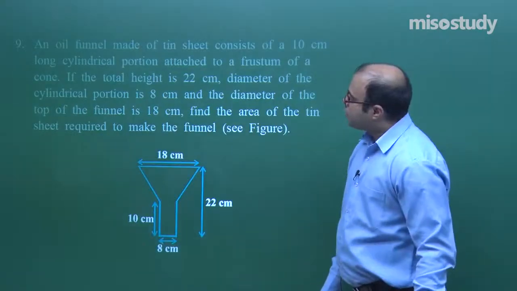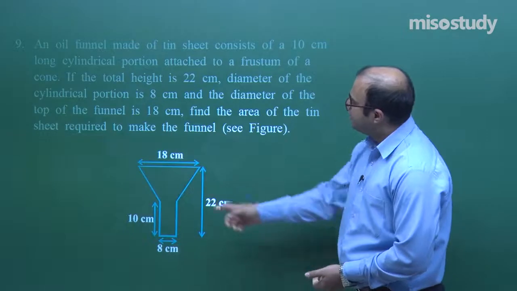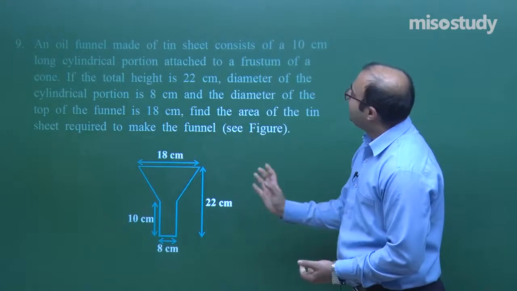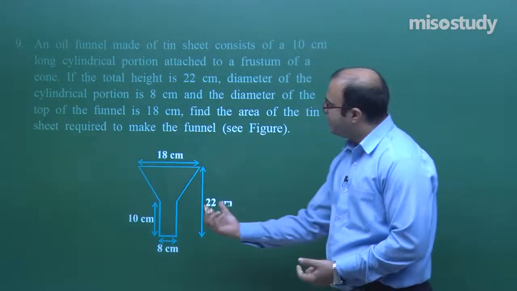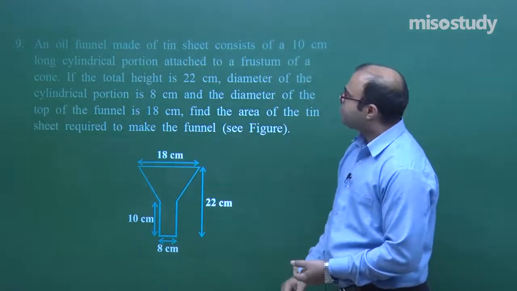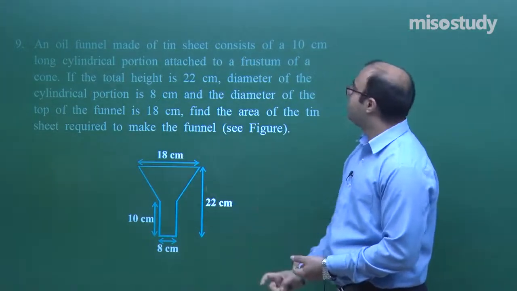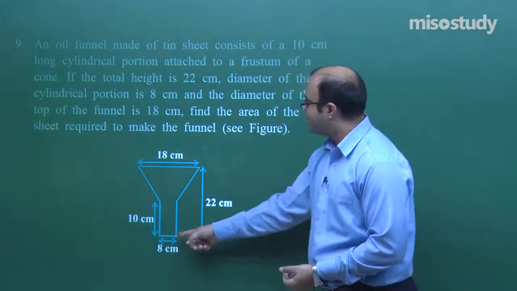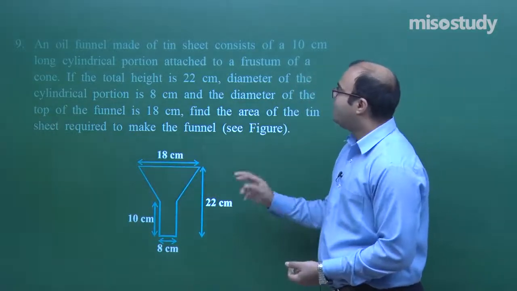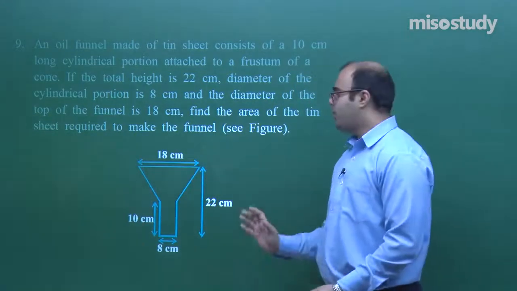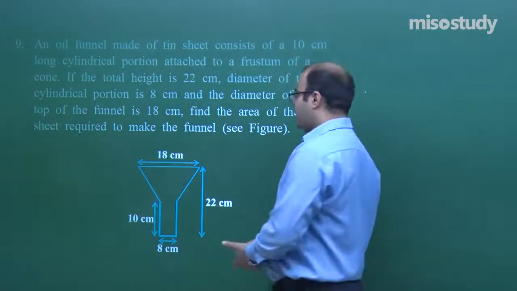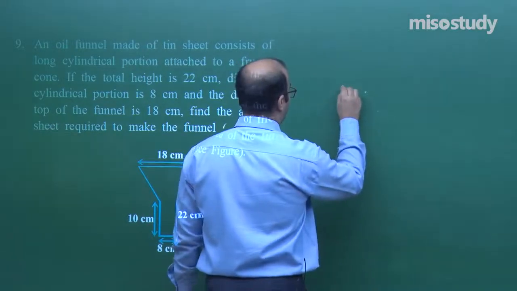Now this is also a 6 mark question. It says an oil funnel, this is the oil funnel, open from the top and bottom, then only oil can flow, made of tin sheet, consists of a 10 centimeter long cylindrical portion attached to a frustum of a cone. If the total height is 22 centimeter, the diameter of the cylindrical portion is 8 centimeter and the diameter of the top of the funnel is 18 centimeter, find the area of the sheet required to make the funnel. So what do we need? We need the curved surface area of this frustum plus the curved surface area of this cylinder, that is the funnel. So let us find the area needed.